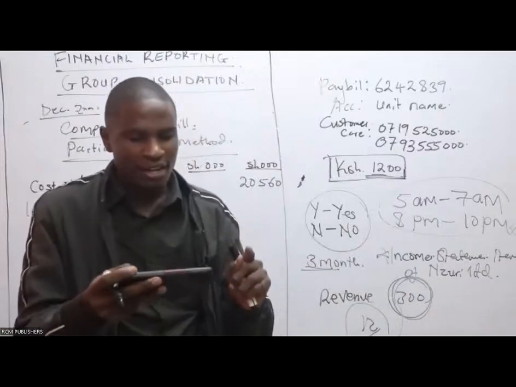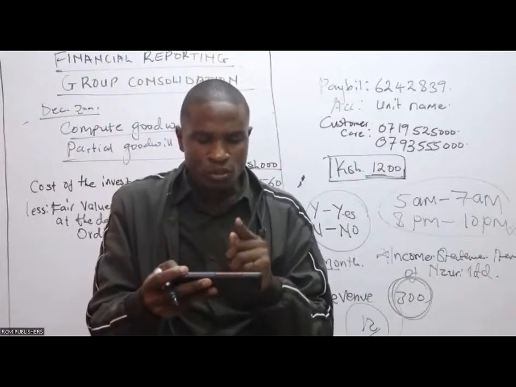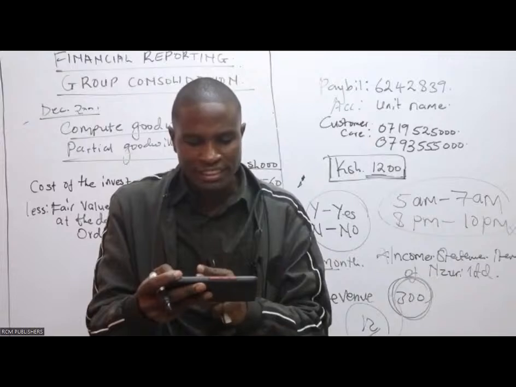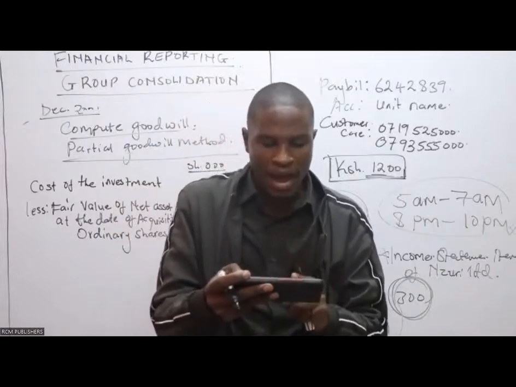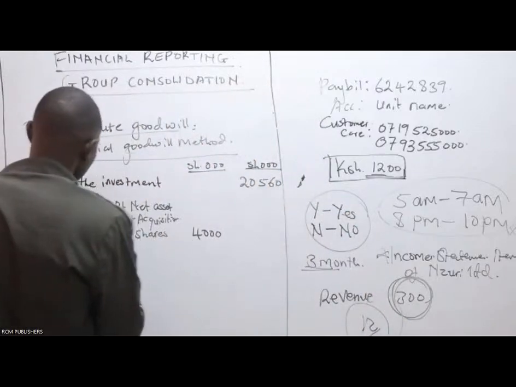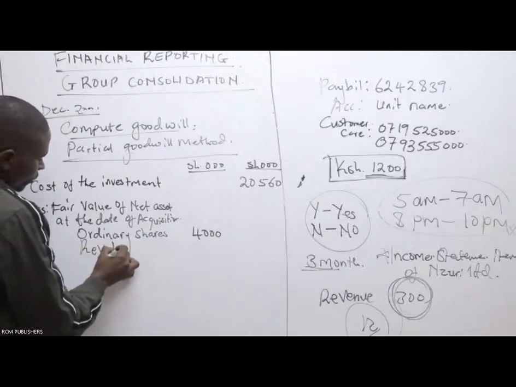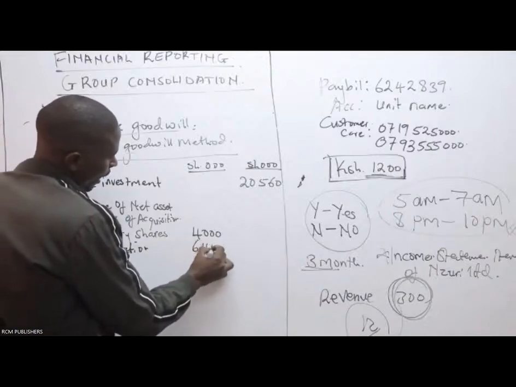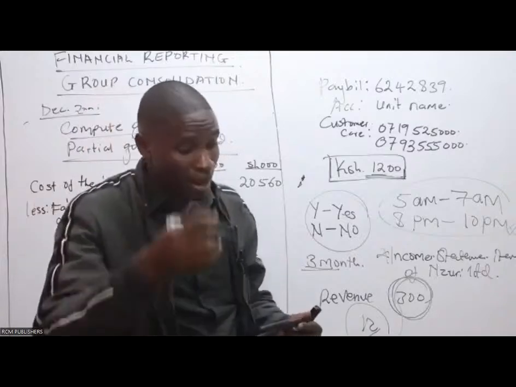We are told that the fair value of the assets of Nzuri Limited at the date of acquisition were the same as the book value, except for an item of plant whose fair value was more by 6.4 million. So we have revaluation of this plant of 6,400.